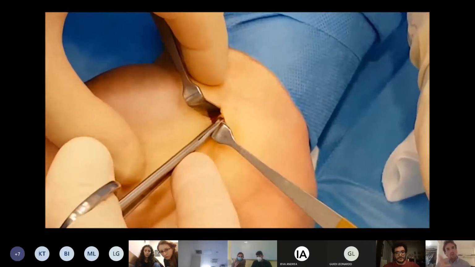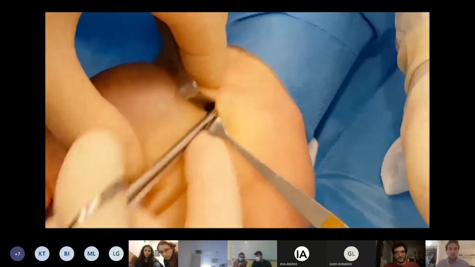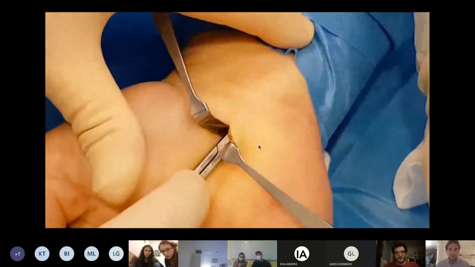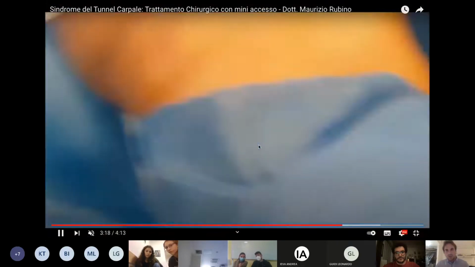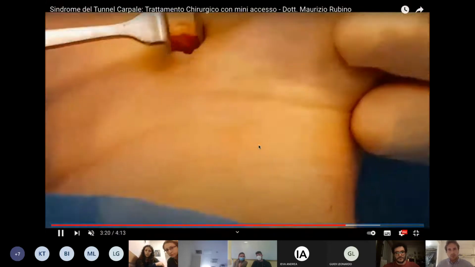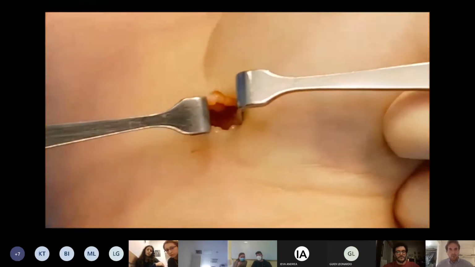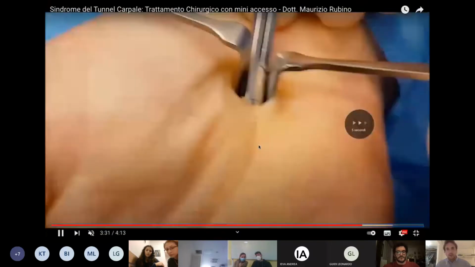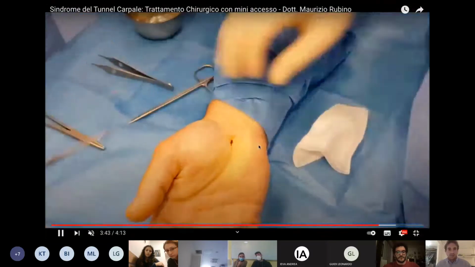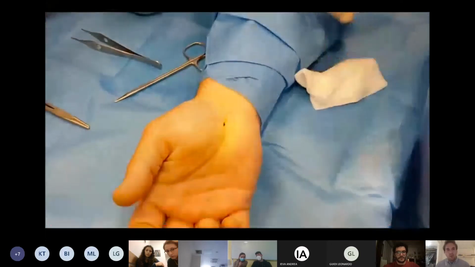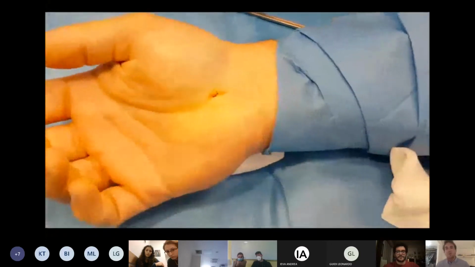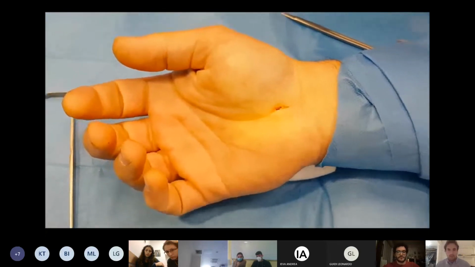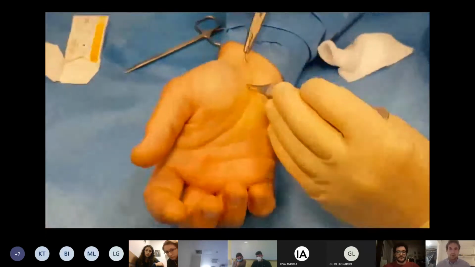Again, with the scissors, he's moving proximally to release the fibrotic ligament. Okay, then he will check this, as you can see, the incision, just 1 centimeter, and then here he has checked if everything was open. Now he will close with a single knot suture. A simple knot.